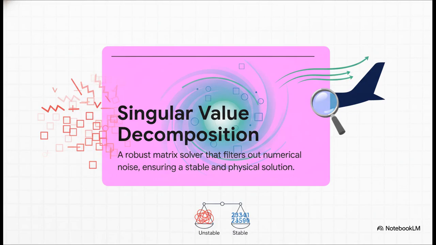But hold on, there's a catch. When you're trying to solve a giant matrix like that, things can get messy. You can get weird numerical errors or noise that make the answer totally wrong. So to keep things stable, we use a really powerful technique called singular value decomposition, or SVD. You can think of it as a filter. It solves the system in a super robust way that weeds out all that noise and makes sure the answer you get actually makes physical sense.